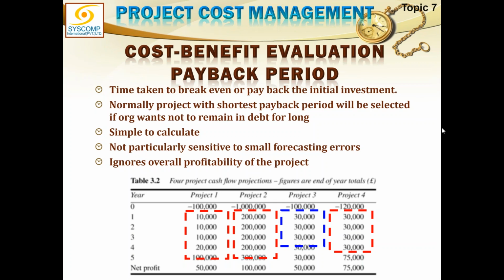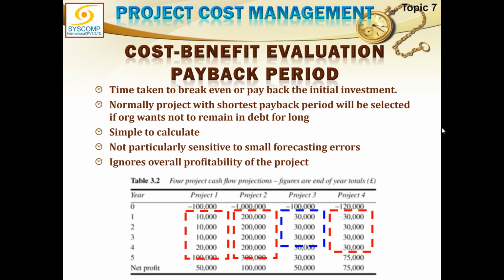What about project 2? Investment is 1 million. So when is this 1 million completed? For the first 4 years, I just receive 800,000, meaning I have to go into the fifth year. Fifth year, it gives me 300,000, meaning what? That almost 4.67 years are required. 4.67 years is my payback period.